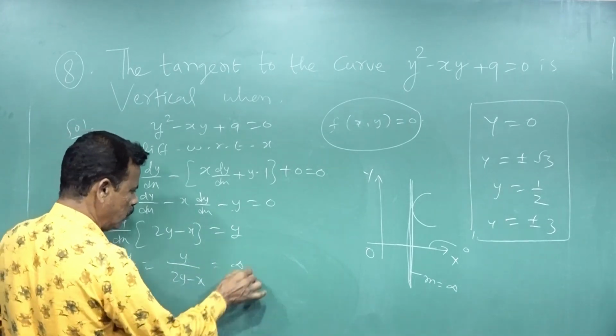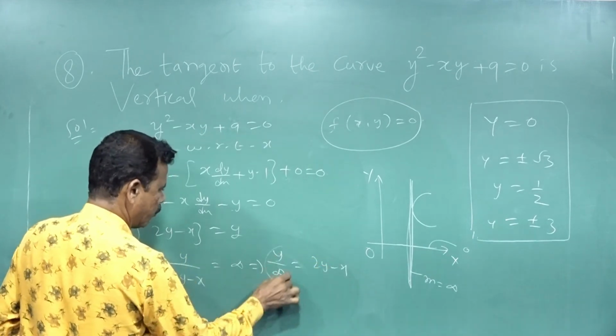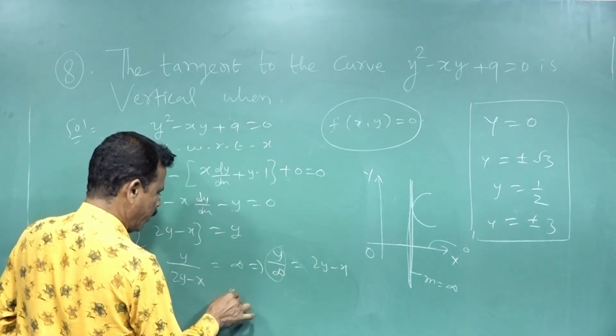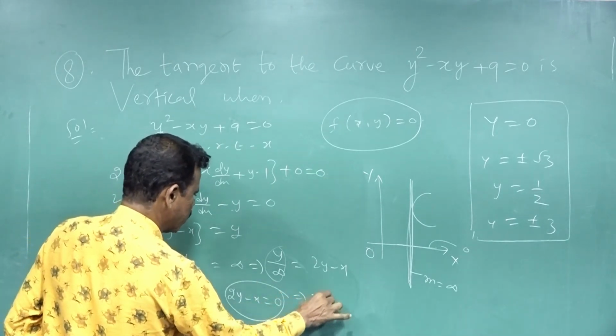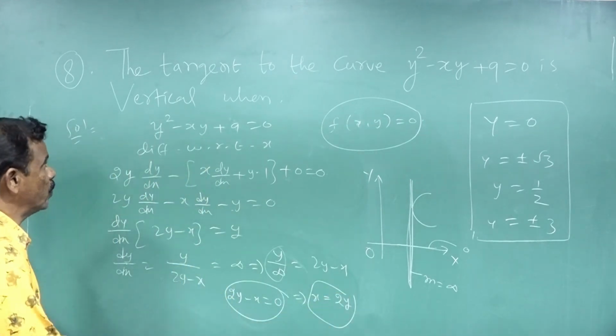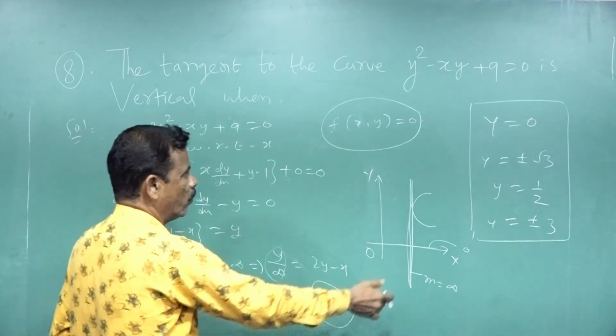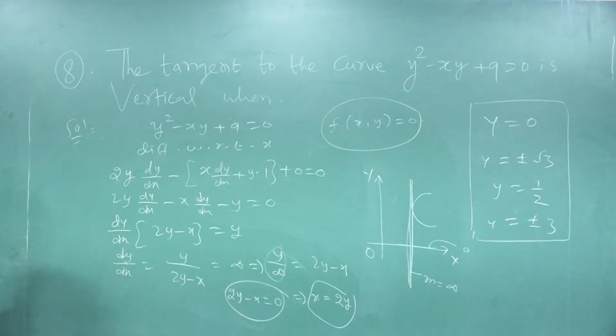Then y by infinity is equal to 2y minus x. Something by infinity is 0, so 2y minus x is equal to 0. So here x is equal to 2y. We substitute this value in the given equation, since we want only y values.